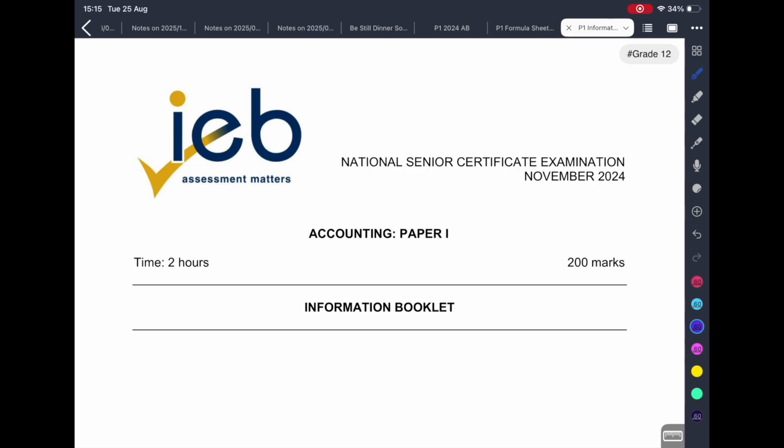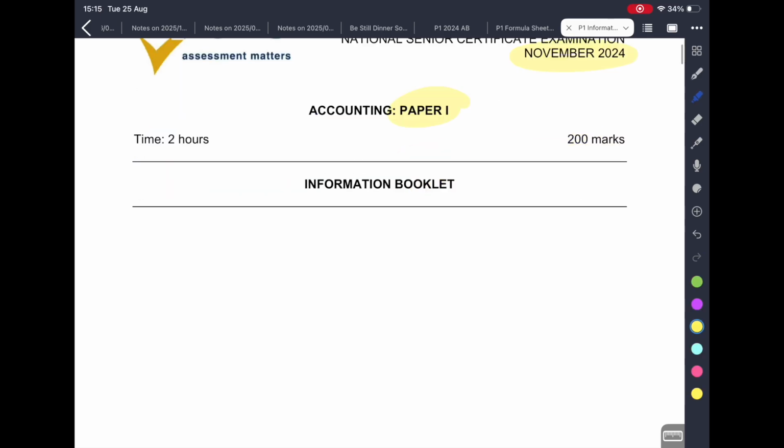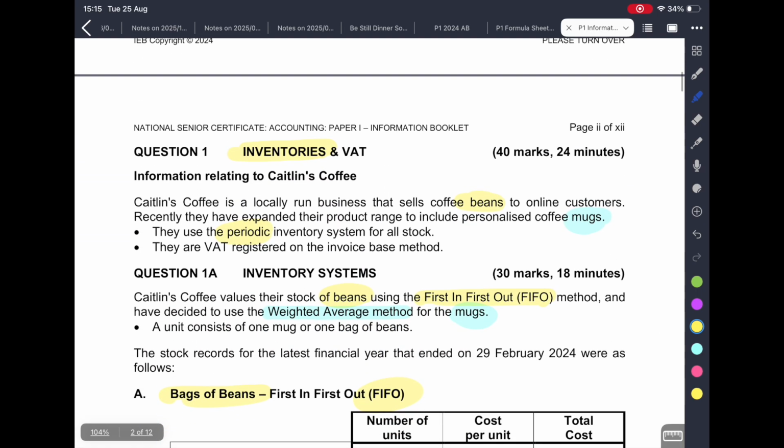Okay, grade 12. So let's take a look at November 2024, paper 1. We're just going to do question 1A, which is inventories. It's Caitlin. She's selling coffee beans and mugs. I'm going to do beans in yellow and mugs in blue, just to separate the two because they're very different.